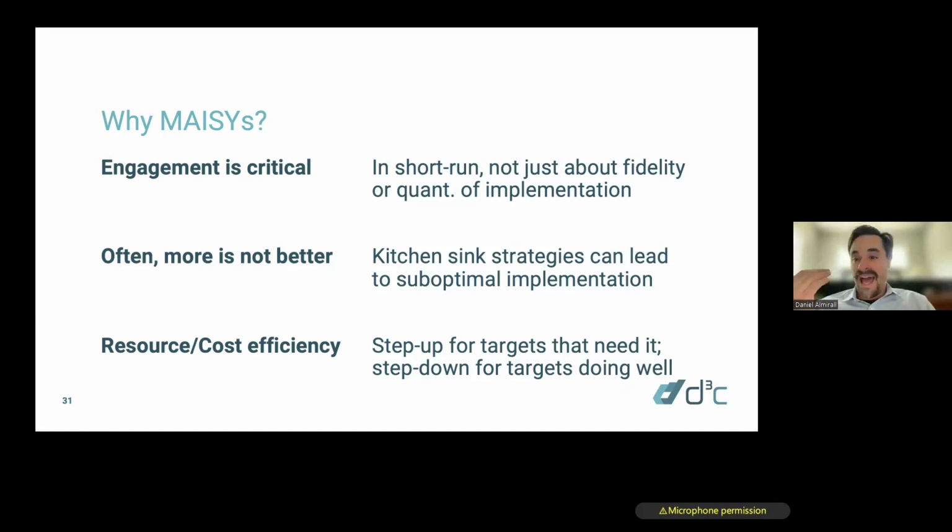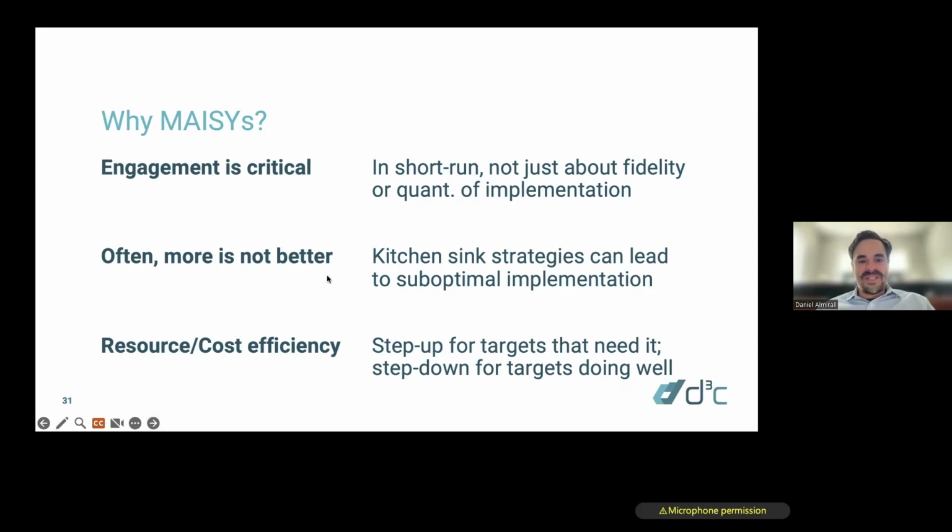Well, the moment you do that, you're doing adaptive, right? Because you did something, you noticed that they're not engaging, and then you brought in an engagement strategy, right? Well, that's a reason to do a MAISY, right? So it's not always about performance. It might be that you're adapting based on lack of engagement. I can't tell you how many times this gets swept under the rug in our field of implementation science.